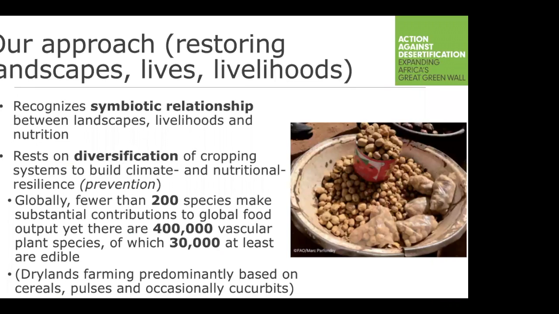Now, as I was introducing, what is our approach? Just to remind you that all that existed in the forest, the resilience of the community, are really, really important. That's how they managed to survive in that harsh environment for millennia, for thousands of years. The symbiotic relationship between the landscape, the livelihood, and nutrition are really, really important.